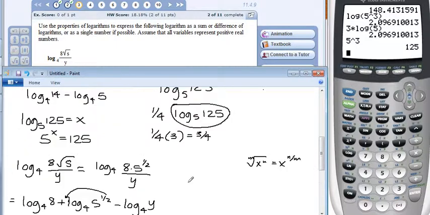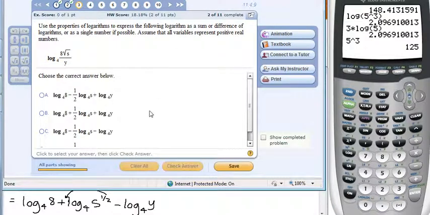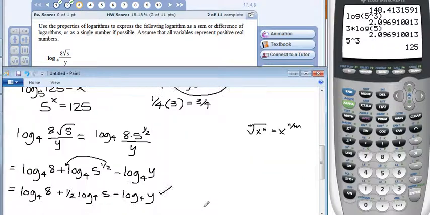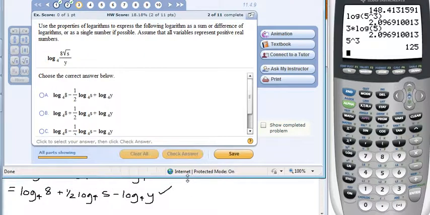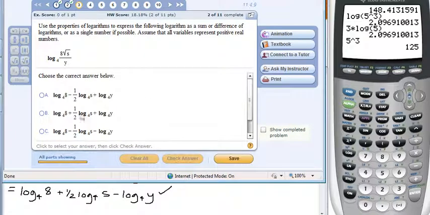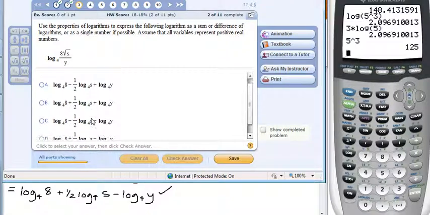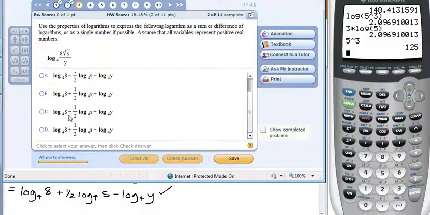I'm going to try to get that way down at the bottom so I can look at my choices. Hang on, let me move that up just one. This is hard. It doesn't really want to cooperate. Okay, so log base 4 of 8 minus, that's not it. Log base 4 of 8 plus 1/2 log base 4 of s plus, that's not it. I think it's D. This one's got the wrong sign there. Let's check this one. Log base 4 of 8 plus 1/2 log base 4 of s minus log base 4 of y. That one matches perfectly, doesn't it?